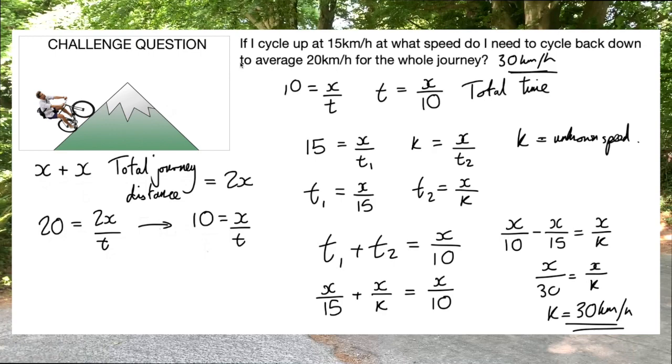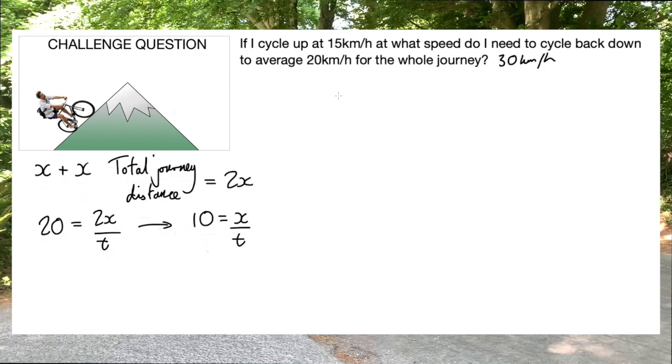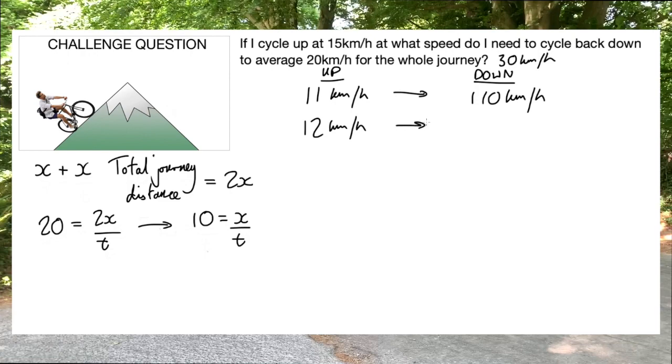Now I gave you some more speeds to look at, so let's look at some other speeds. Using exactly the same method, I can find some more pairs. Now, let's have a look. If I go up at 11 kilometers an hour, when I work this through, I have to come back down at 110 kilometers per hour. If I go up at 12, I have to come back down at 60 kilometers per hour. 13, 43.3, and I get a lot more pairs, which I'll fill in now.